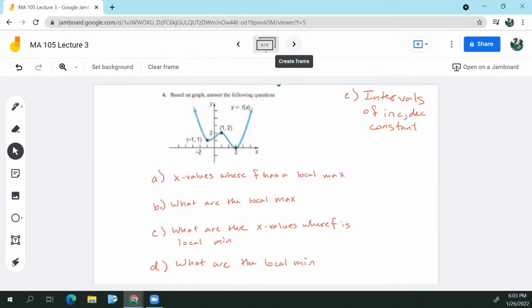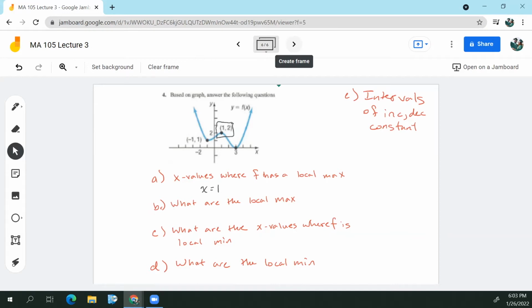All right, let's take a look at A. Let's find the x values where f has a local max. What point is the local max at? Is it -1, 1? Is it 3, 0? Is it 1, 2? Where is the local max going to be? 1, 2. This is one of those top of the hill situations. So the x value where there's a local max is x equal to 1 in this scenario. Everybody cool with that? Does that make sense?